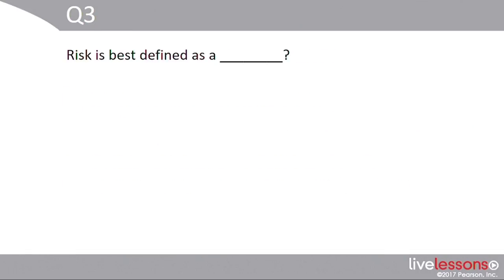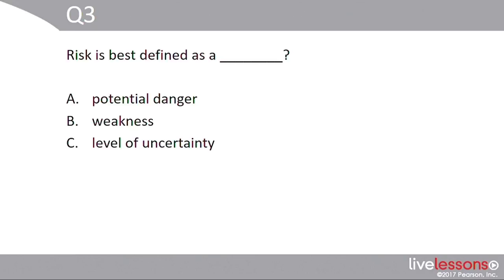In question 3, risk is best defined as, and our choices are, a potential danger, a weakness, a level of uncertainty, or magnitude of harm. So take a second, choose your answer. Your correct answer is C. Risk is best defined as a level of uncertainty. Now, what do the other answers refer to? Well, a potential danger, we think of that as a threat. A weakness is what we refer to as a vulnerability. And magnitude of harm is one of the factors we use in determining the level of risk. So in this case, risk is best defined as a level of uncertainty.